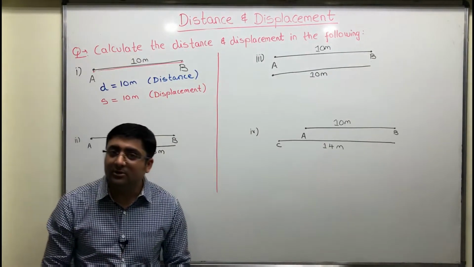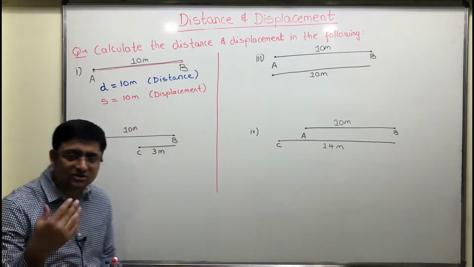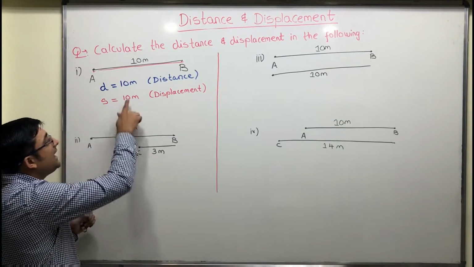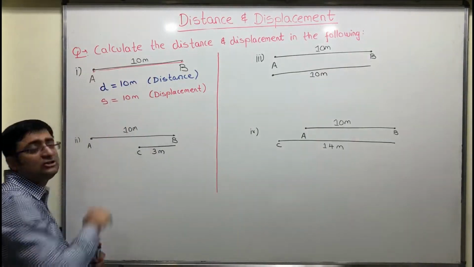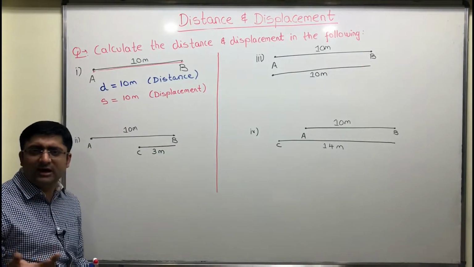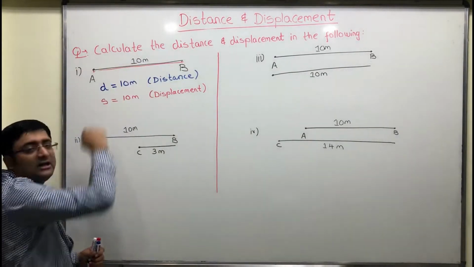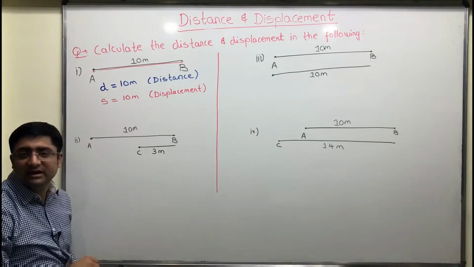Also, whenever we talk about displacement, we have to mention the direction. So there are multiple ways I can do it. I can say 10 meters along AB. I can also say 10 meters to the right of A. So instead of doing all that, we'll just assume right of A is positive, left of A is negative.